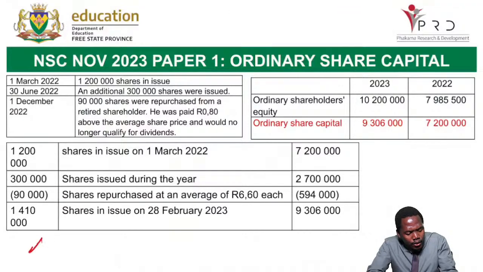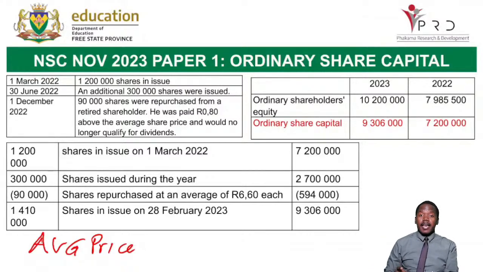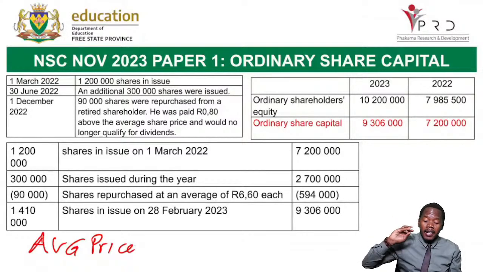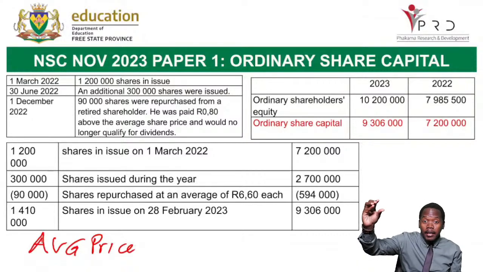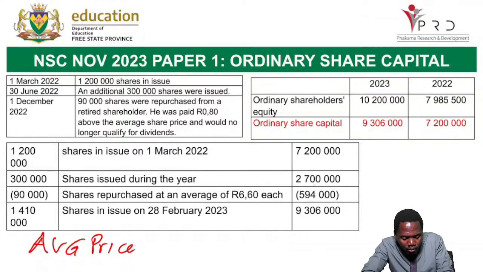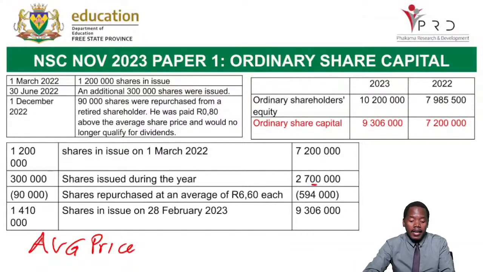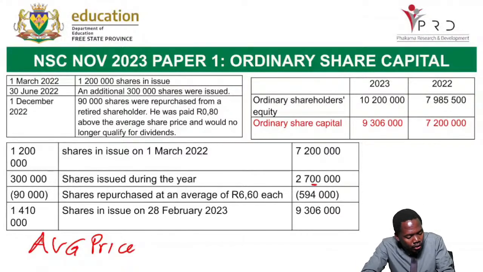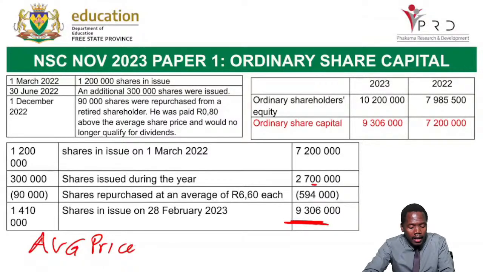Now we must first do what? Calculate the average price. How do I calculate the average price in this case? Remember, I am supposed to be taking the value at the beginning plus the interim, plus the shares sold. But the 2,700,000 was not there yet. Now what do I do? I use the closing number because I do have the closing number.